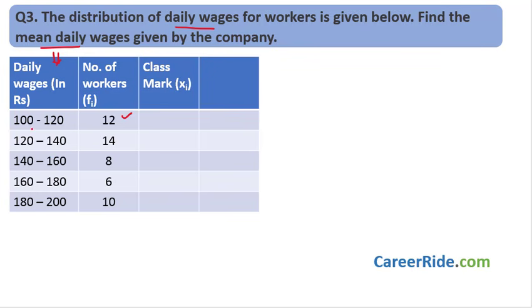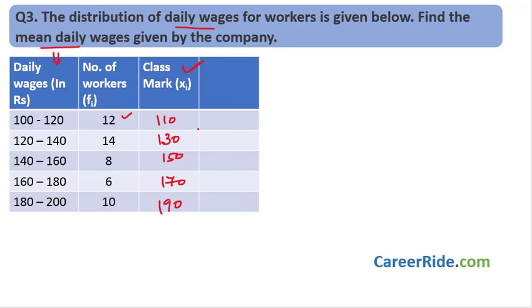Since the data is given to me in the form of class intervals, the first thing I'm going to find out is my class mark, right? So what is my class mark here? 120 plus 100 by 2. So this gives me 110. This is 260 by 2, this is 130. This is 150. This is 170. And this is 200 plus 180, 380 by 2, 190. So this is the value of the midpoint for each of the class intervals.